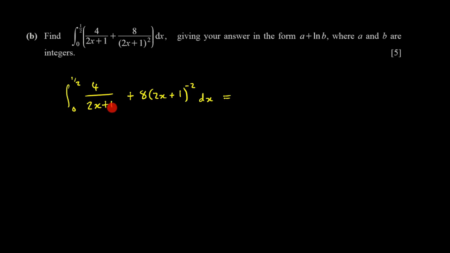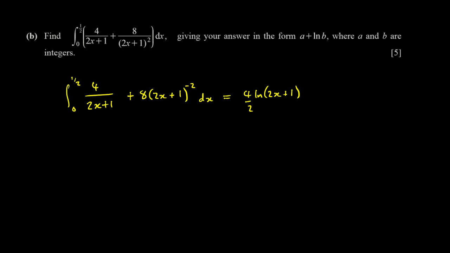Now, how does that work? Whatever's on the denominator goes inside the natural log. So we're going to write 4 ln(2x + 1). And then we take the coefficient of the x, in this case 2, and we divide through by 2.